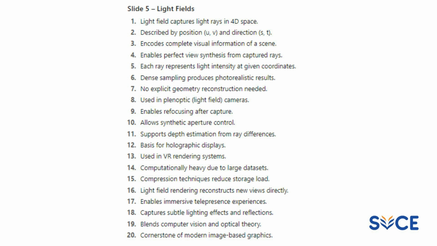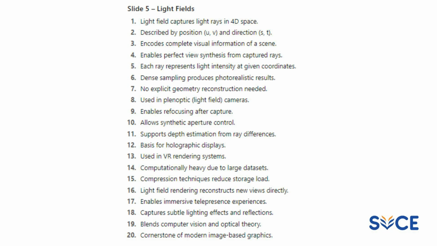Mathematically, a light field is represented as L(u, v, s, t), where u, v is the spatial coordinate, that is the position, and s, t is the angular coordinate, that is the direction of the light rays.